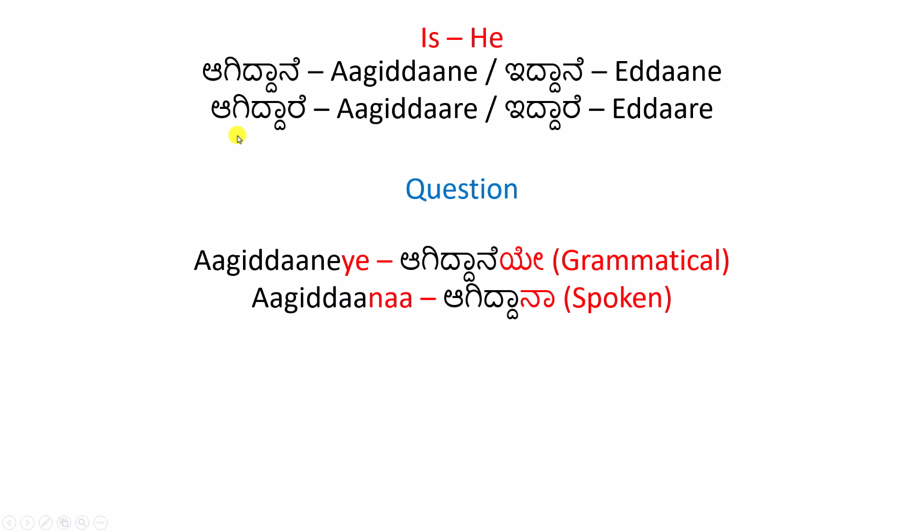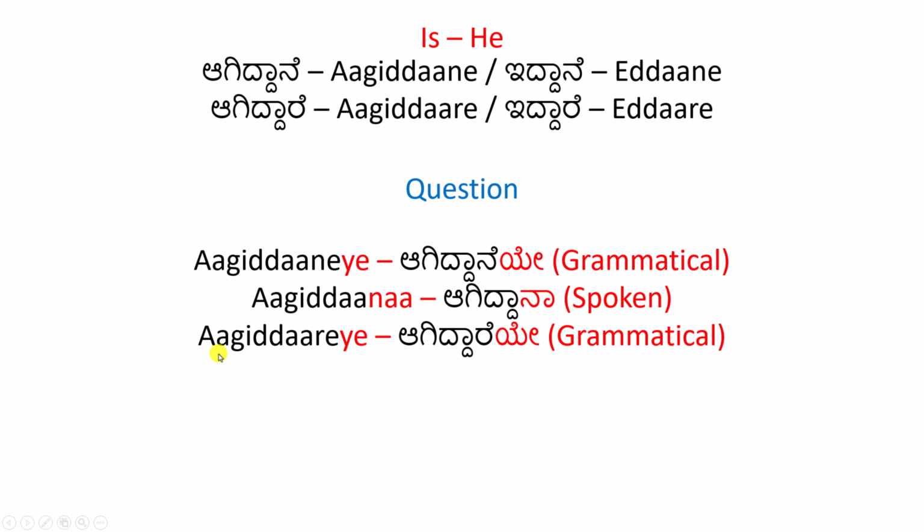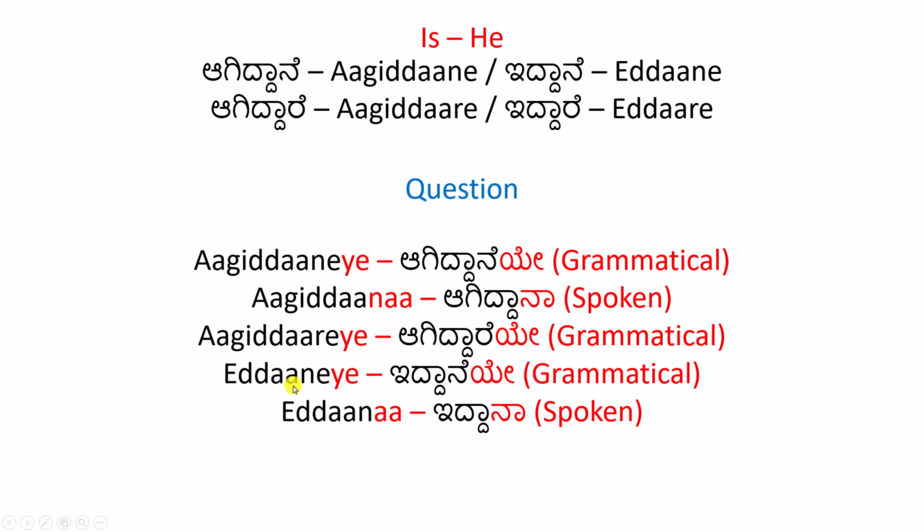Alright. ಆಗಿದ್ದಾರೆ becomes ಆಗಿದ್ದಾರೆಯೇ, and this is grammatical. ಇದ್ದಾನೆ becomes ಇದ್ದಾನೆಯೇ. This is grammatical. People have reduced this to ಇದ್ದಾನ.